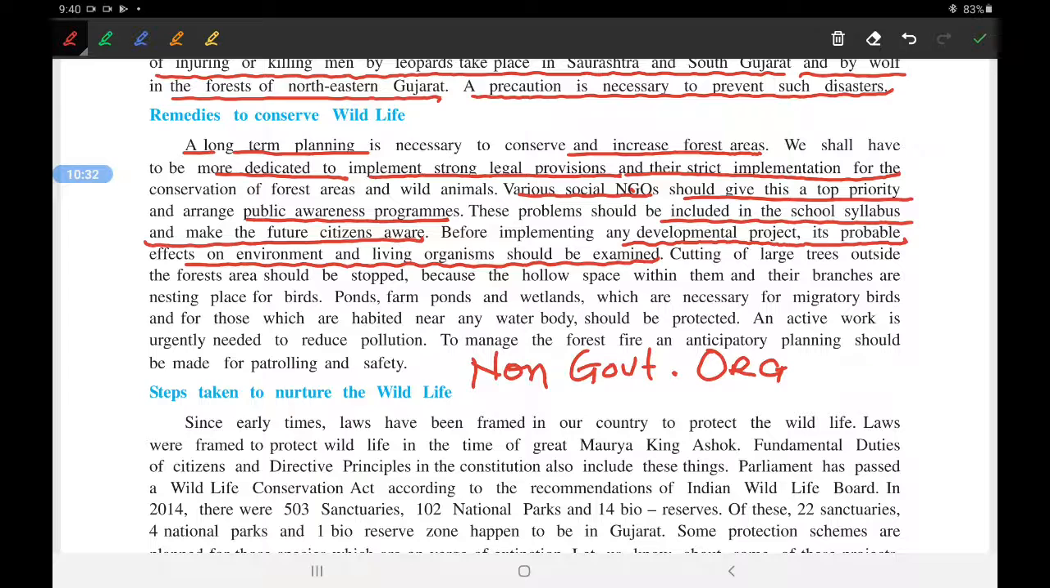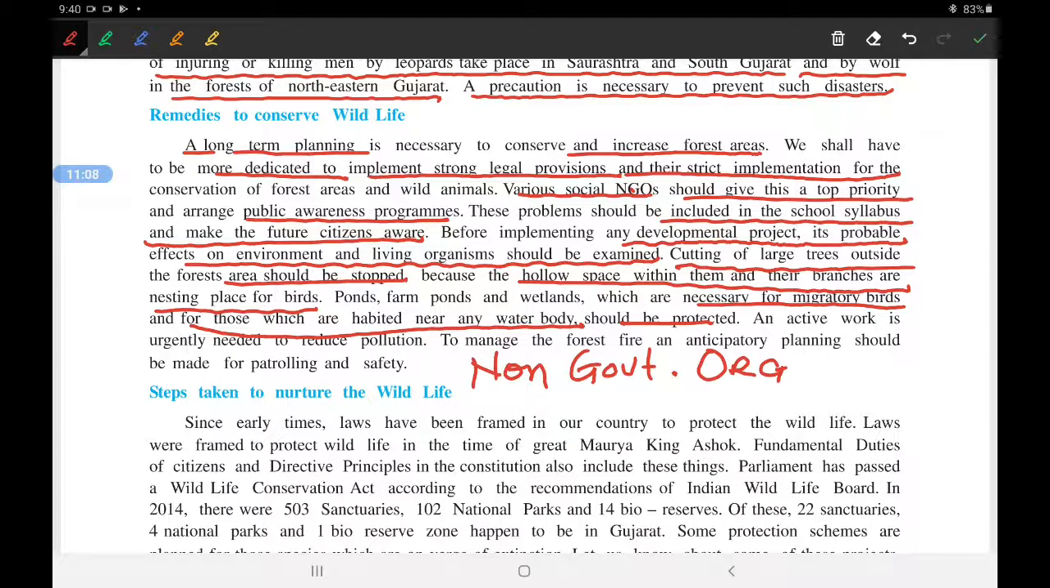Cutting of large trees outside forest areas should be stopped. Large trees should not be cut, because the hollow spaces within them and the branches are nesting places of birds, and that's why a lot of birds are becoming homeless due to the cutting down of trees. Farm ponds and wetlands, which are necessary for migratory birds and for those which inhabit areas near any water body, should be protected.